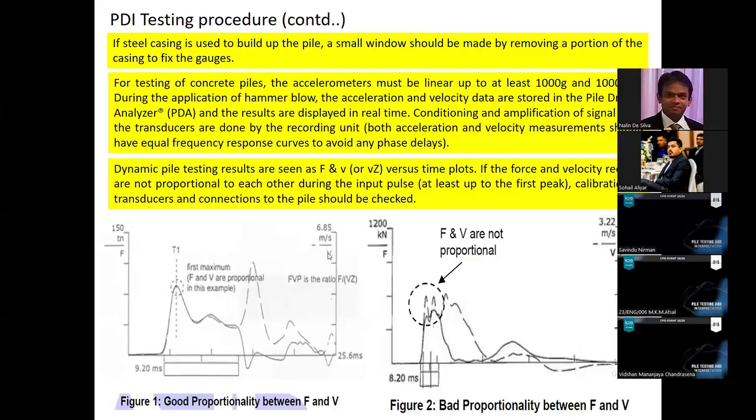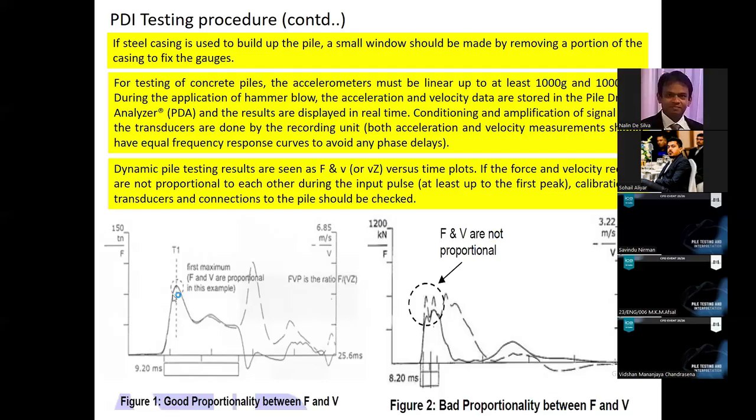The accelerometer is measuring the acceleration, and that can be converted to velocity, and the velocity when you multiply it by Z gives the force. So both these diagrams are basically showing the force, but in one curve, the force is measured using the accelerometer. In the second one, force is directly measured using the strain gauge, right?